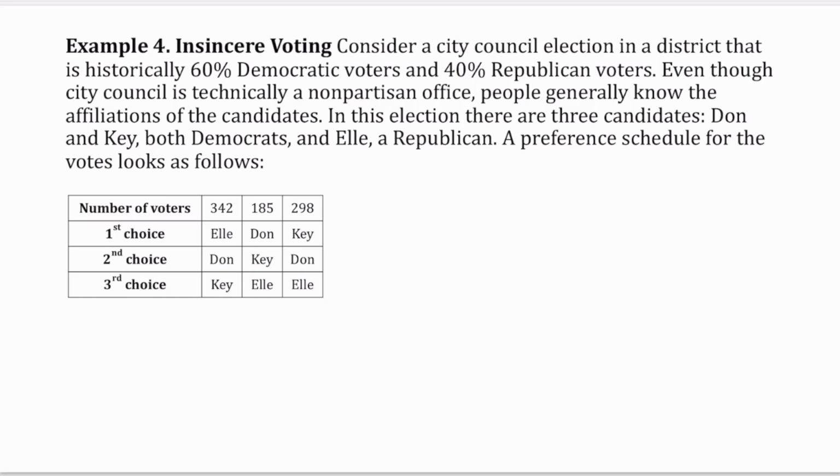Insecure voting. This problem says to consider a city council election in a district that is historically 60% Democratic voters and 40% Republican voters. Even though city council is technically a nonpartisan office, people generally know the affiliations of the candidates. In this election, there are 3 candidates, Dawn and Key, who are both Democrats, and L, a Republican.